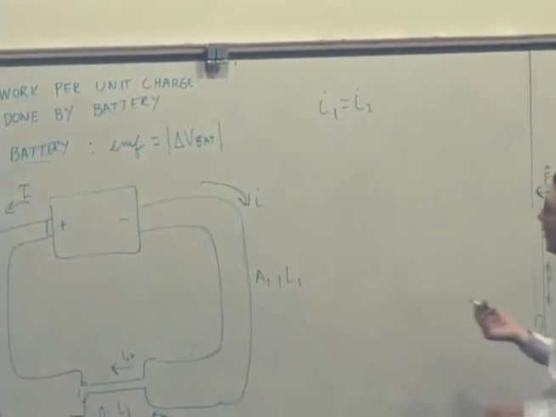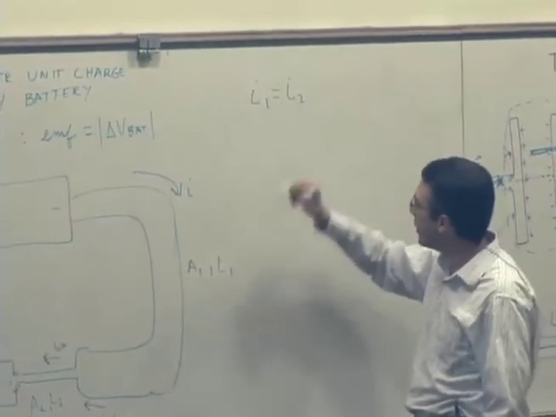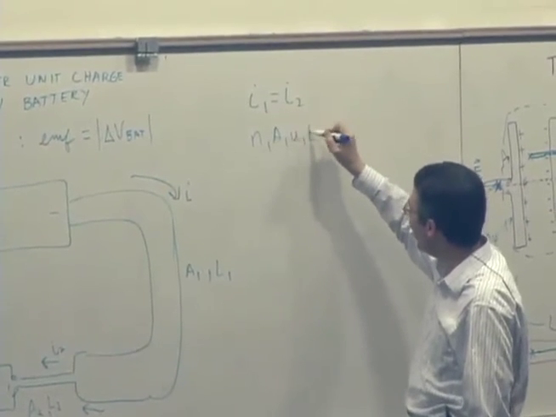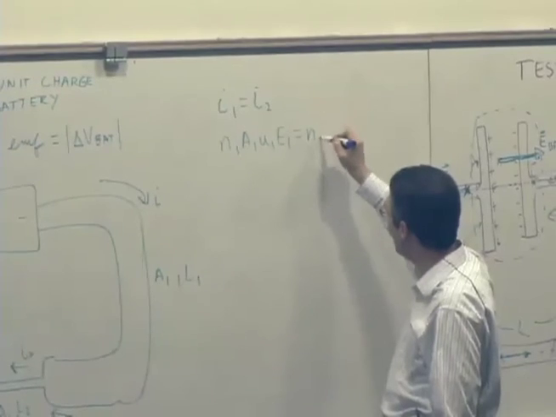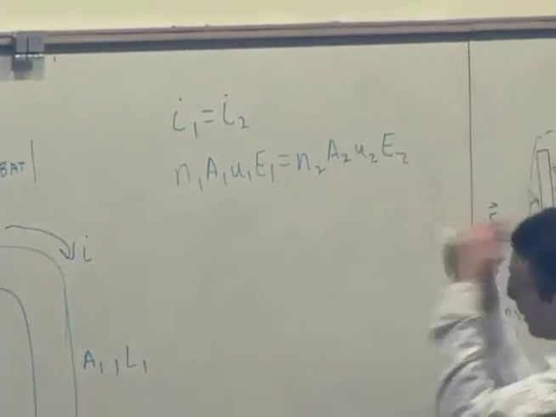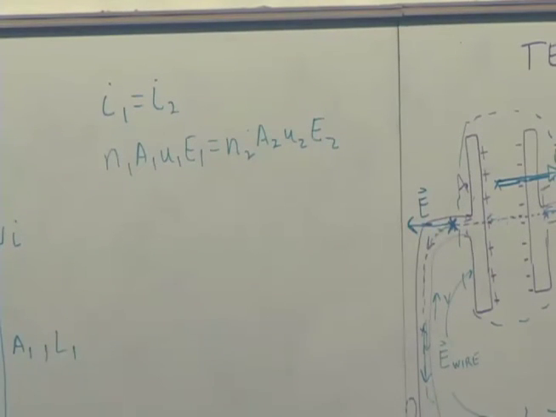So that can tell us something about the relationship between the electric field in the thick wire and the electric field in the thin wire. We have N1, A1, U1, E1 is equal to N2, A2, U2, E2, just substituting in the relationship between current and electric field into that equation.